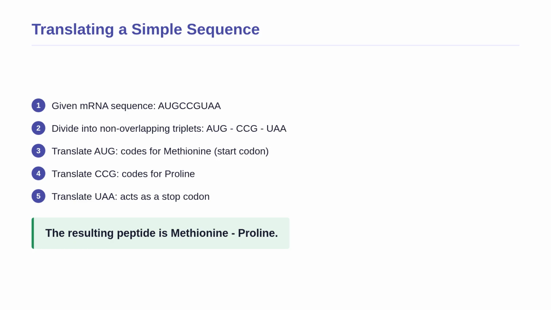Next, we translate each block. The first codon, AUG, is the start codon and codes for methionine. The second codon, CCG, codes for proline. The third codon, UAA, is a stop codon, which tells the machinery to finish building. The final physical result is a tiny protein chain consisting of methionine attached to proline.